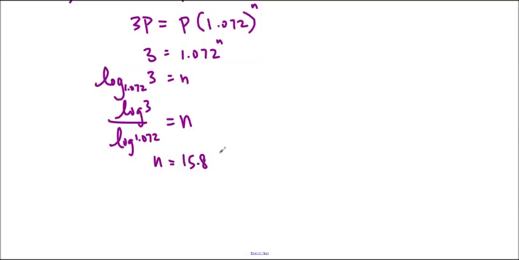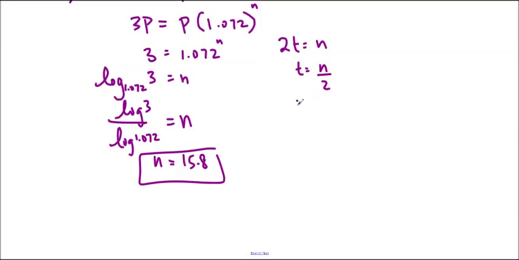15.8. Now, this is not the number of years, so we're not done. This is actually going to be the number of compounding periods, right? And we know that we actually have 2t is equal to n, right? So we actually do need to divide n. So t is equal to n over 2. n is 15.8-ish. I actually think I used the exact value and typed it into my calculator. But anyways, we get the time is equal to 7.9 years.